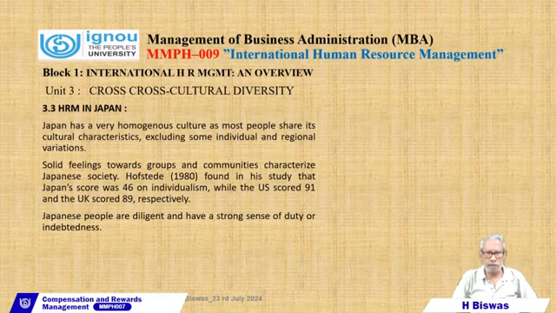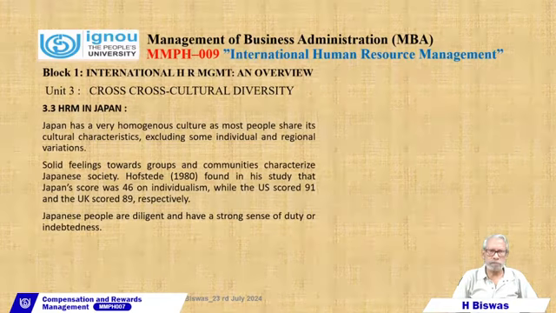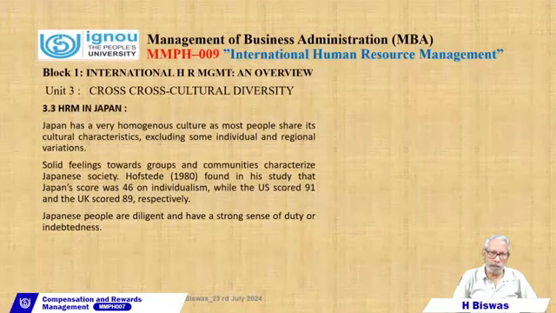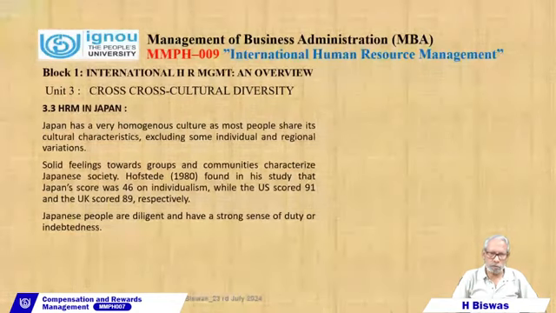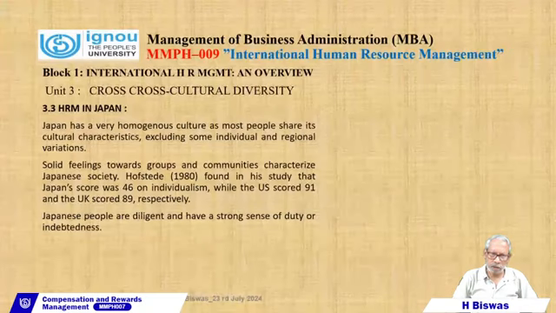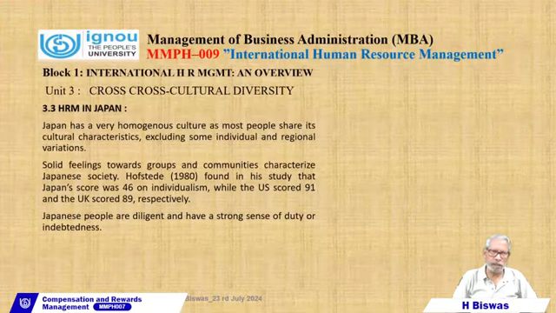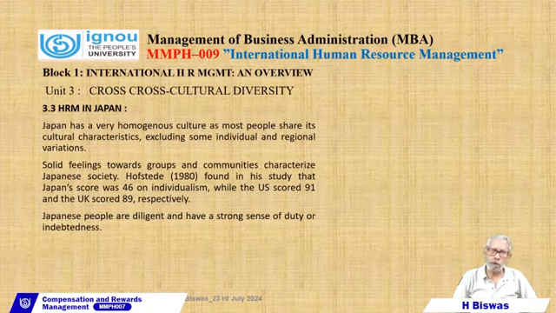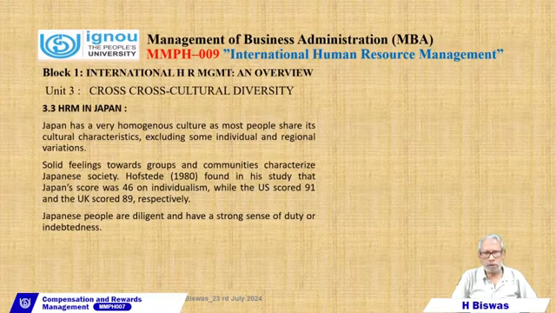Hofstede found, in his survey in 1980, that Japan's score was 46 in individualism. So, in individualistic terms, the score is 46. The highest is the US at 91, the second highest is the UK at 89, and Japan is 46. All of these are in the top list, based on the studies done on the basis of individualism.